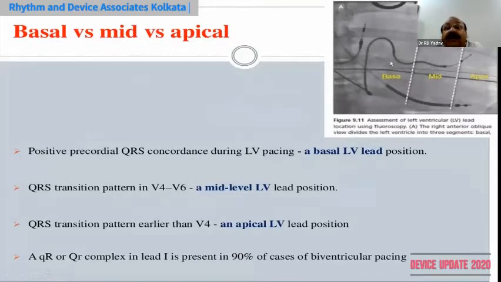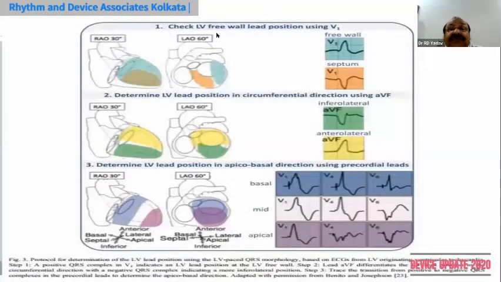If you have a quadripolar lead, you can pace from here. If the QRS transition pattern is at V4 to V6, that means it's a mid-level LV lead position. If QRS transition occurs earlier than V4, that means it's an apical LV lead position. And if a qR, small q and big R, or large QR complex occurs in lead 1 and aVL, that suggests in 90% of cases that biventricular pacing is occurring. If you see the blue one, that is the lateral wall.